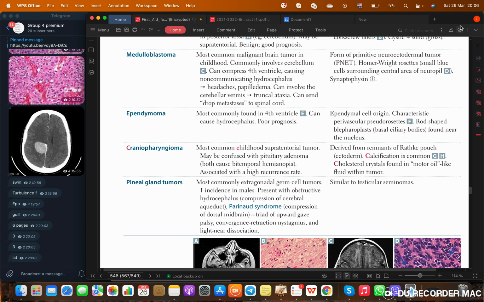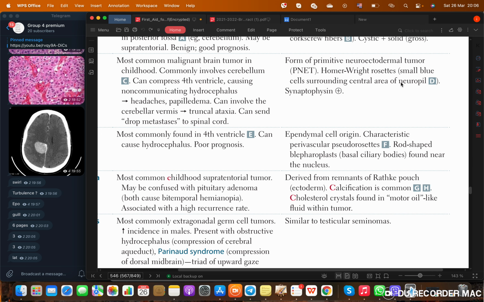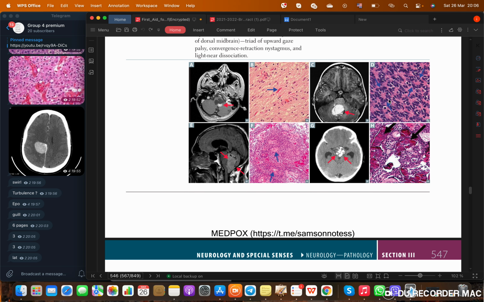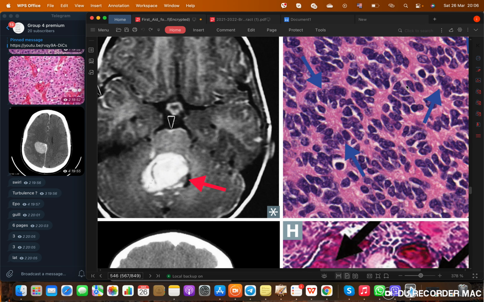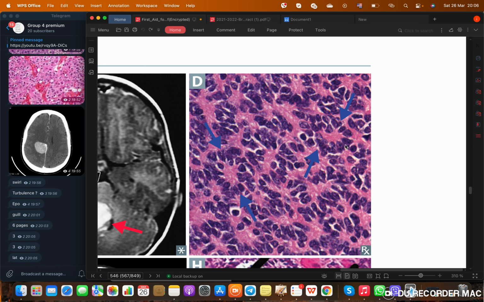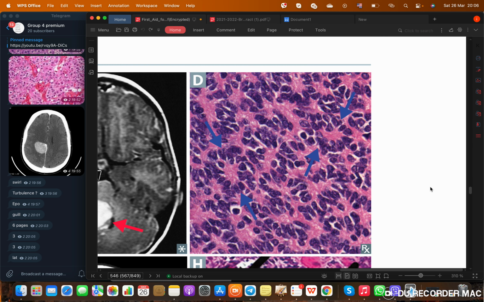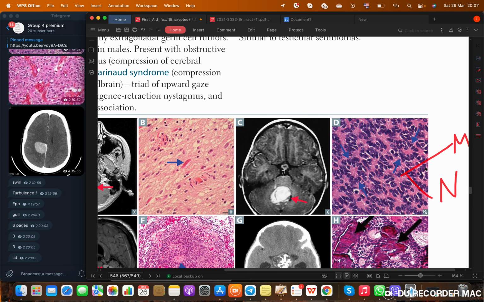Form of a primitive neuroectodermal tumor, PNET. The interesting thing is this. They say Homer Wright rosettes, which are blue cells surrounding central areas of neuropil. So as you can see here, it strangely reminds me of neuroblastoma, which has something really similar to this, the Homer Wright rosette. Okay, so the Homer Wright rosette can be present so far in two tumors, the medulloblastoma and the neuroblastoma. Okay, keep that in mind.